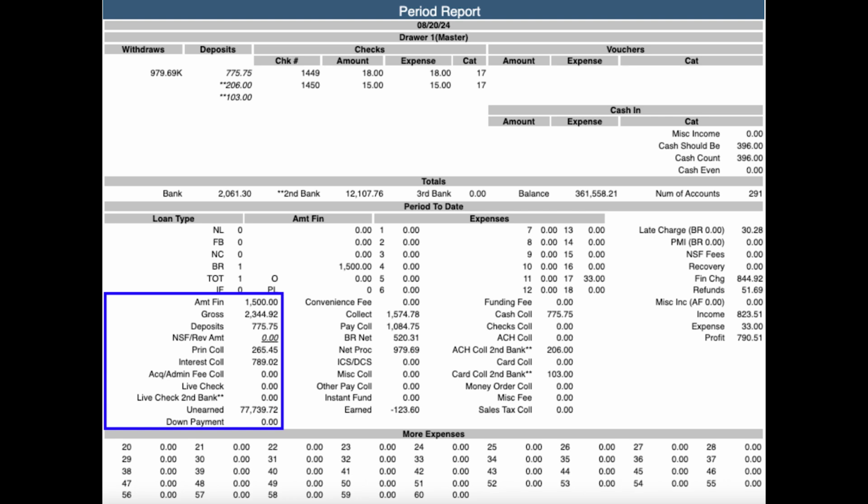NSF, REV, AMT: NSF, non-sufficient funds, transactions and reversals involving the checking account. PRINCOLL, principal collected, is the part of the payment toward the amount of principal owed. Generally, when a loan payment consists of only principal and interest, the amount owed for interest is processed first, and the remaining amount of the payment is applied to the principal balance.